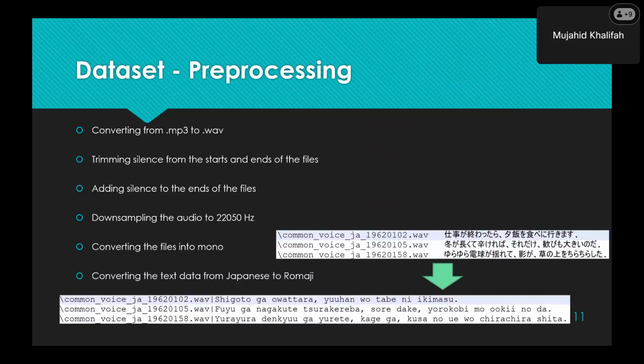The data was pre-processed as such: converting from MP3 to .wav, trimming silence from the starts and ends of the files, adding silence to the ends of the files, downsampling the audio to 22,050 Hz, converting the files to mono, and converting the text data from Japanese to Roman.